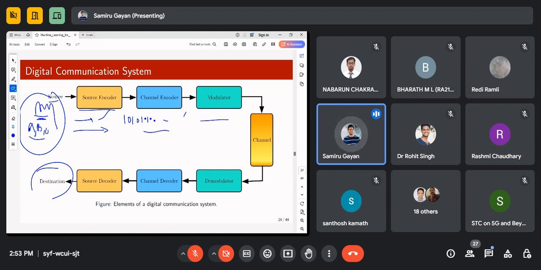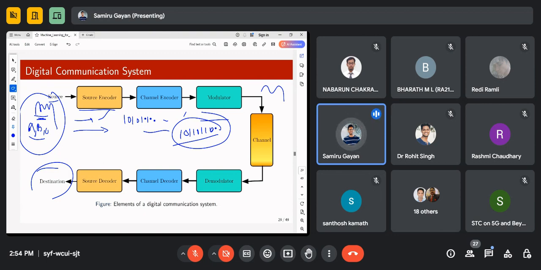Then we have the modulator. Up to this point, we now have a set of bits. How can we transform this set of bits into a waveform again? Because in the channel, we can't send ones and zeros. We need to convert it to an analog waveform again to transmit. Therefore, that part is handled by the modulator.